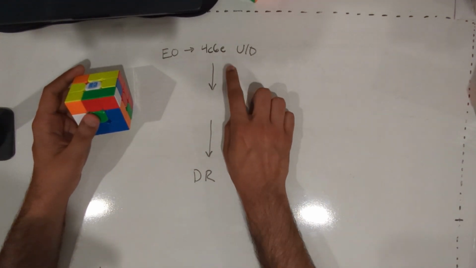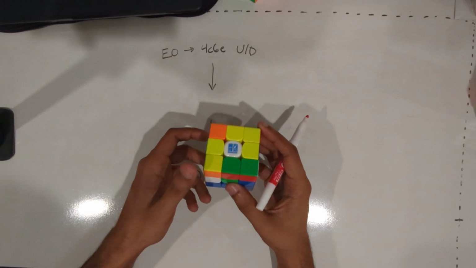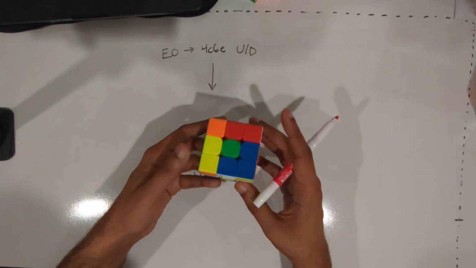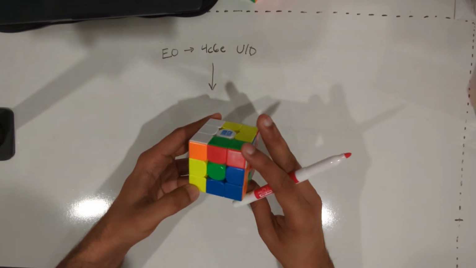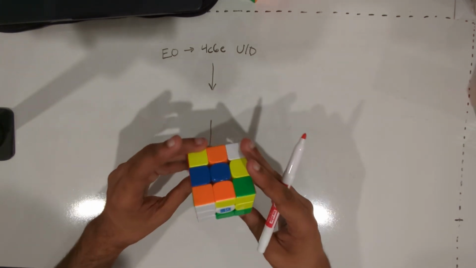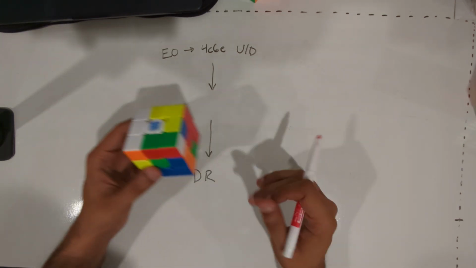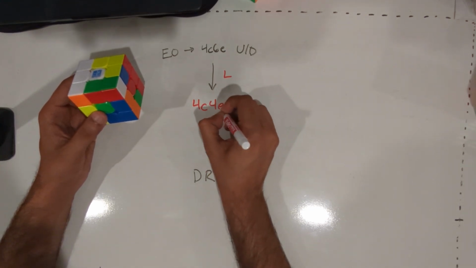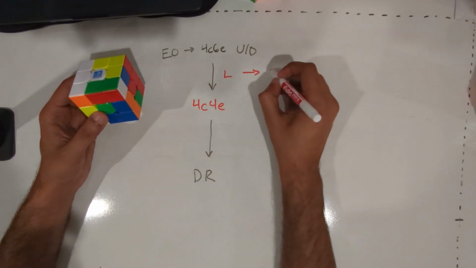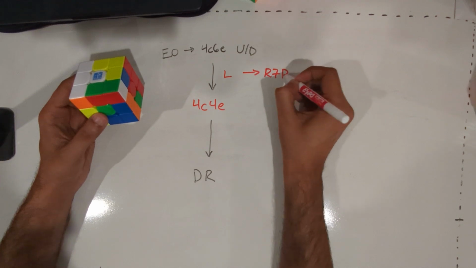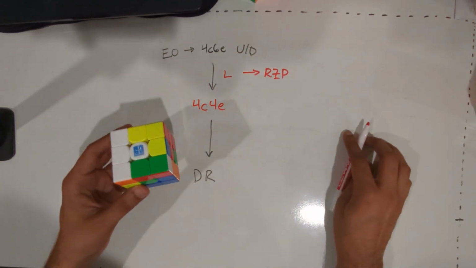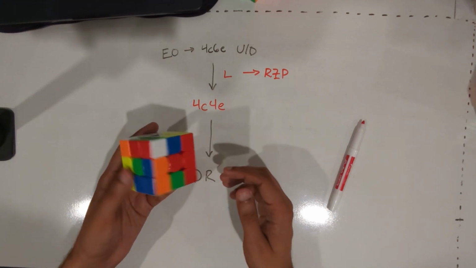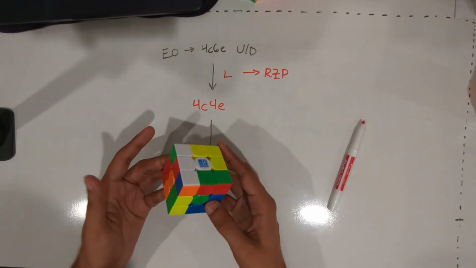The question is, what should that move be? It turns out that if we do an L move and count the number of bad corners, 1, 2, 3, 4, we have 4C, and the number of bad edges is also 4E. So by doing an L move, we have now gotten to 4C4E. As I mentioned before, this step is RZP. So now that we've achieved RZP, we just need to do a couple more moves and we should be good to go.